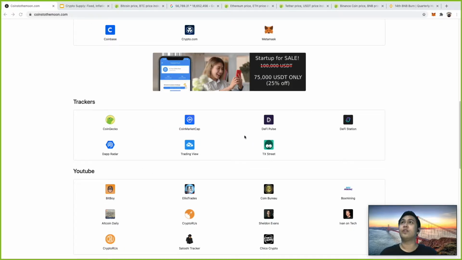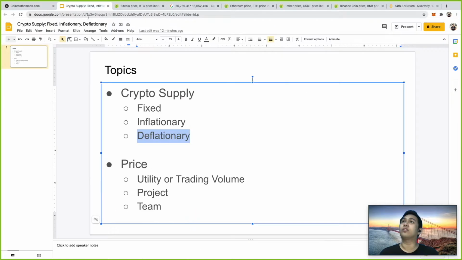For today's video, we're gonna talk about crypto supply. There are 3 types of supply, which are fixed supply, inflationary, and deflationary, and then how to determine the price of the crypto token or the crypto coin.